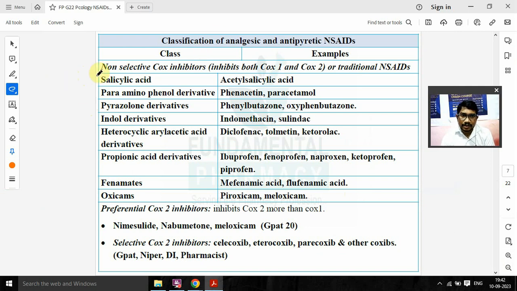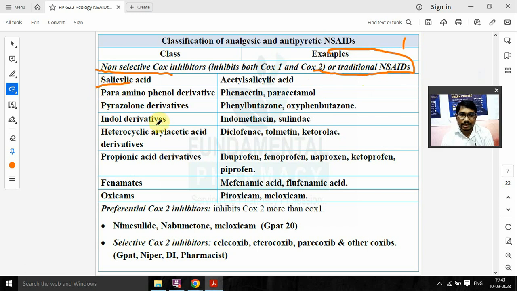So first is your non-selective COX inhibitor, inhibiting COX-1 as well as COX-2, and they are also known as, remember, traditional NSAIDs, or you can say first generation NSAIDs. They call these first generation NSAIDs. So to confuse you, they may ask which of the following is a second generation NSAID, and then you lose a wicket, not like that. Whatever is non-selective is what they call traditional NSAID, and they call them first generation. In this comes salicylic acid.